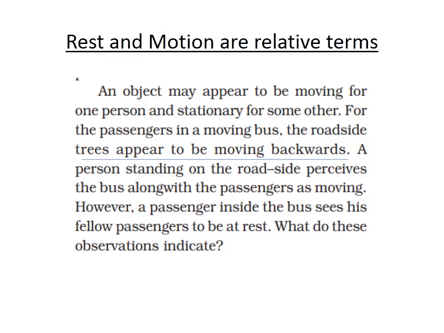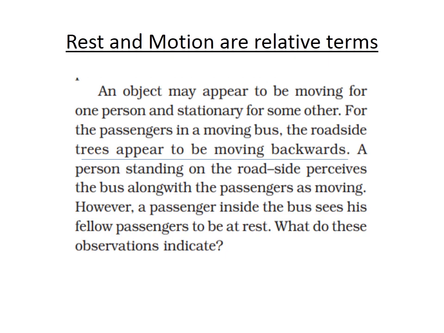Now let us discuss that rest and motion are related terms. How do we find out that rest and motion are associated with each other? Let us understand this with the help of an example. For example, the passengers are inside a moving bus. The bus along with the passengers is moving in the forward direction, but they find the roadside trees moving in the backward direction. Now a person standing by the roadside observing them feels that the bus and the passengers are moving in the forward direction. But a passenger inside the bus finds his fellow passenger is at the state of rest. So this example indicates that rest and motion are associated with each other.